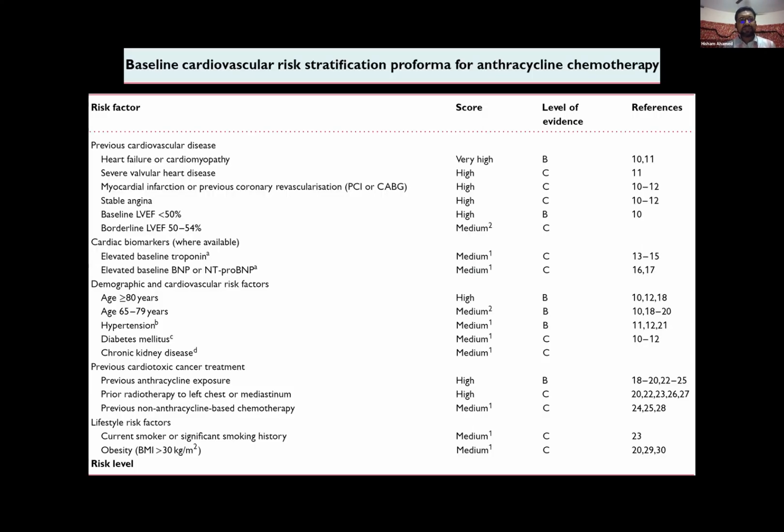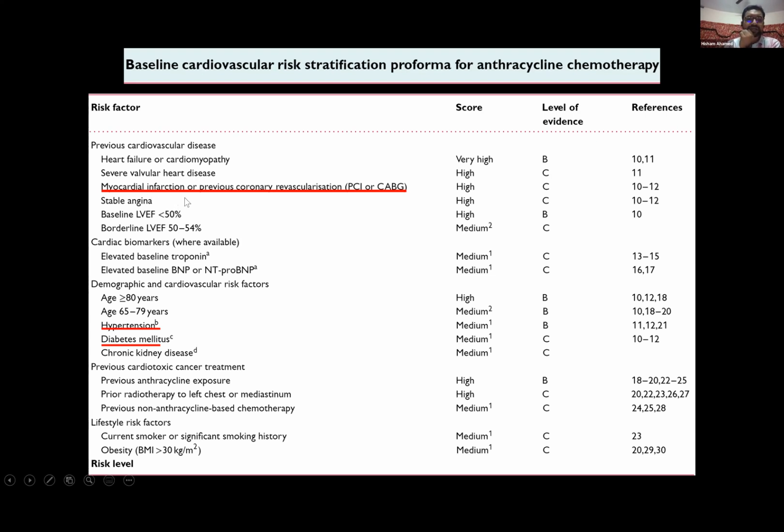Essentially, we always start with baseline cardiovascular risk stratification. Baseline cardiovascular risk stratification for anthracycline chemotherapy is what we are discussing today, and this is one of the proformas in the position paper. As you can see, there is a significant list of risk factors on the left-hand side of the panel, each with an individual score ranging from medium, high, and very high. And of course, you can see the level of evidence and the paper references on the right side of the panel.